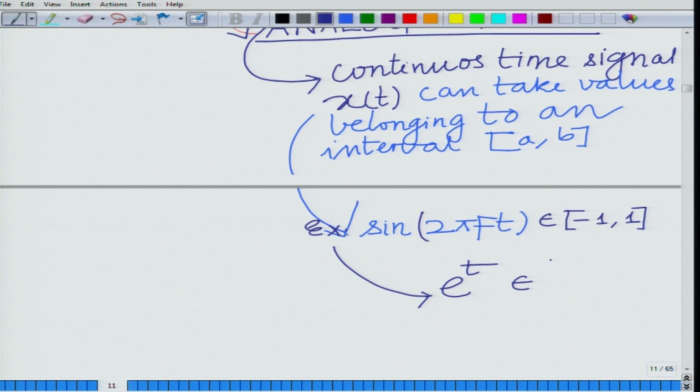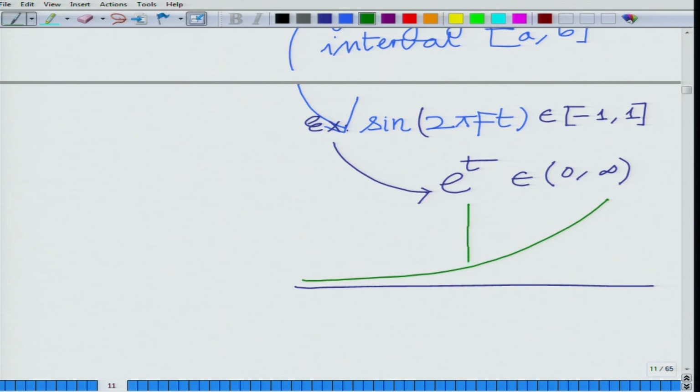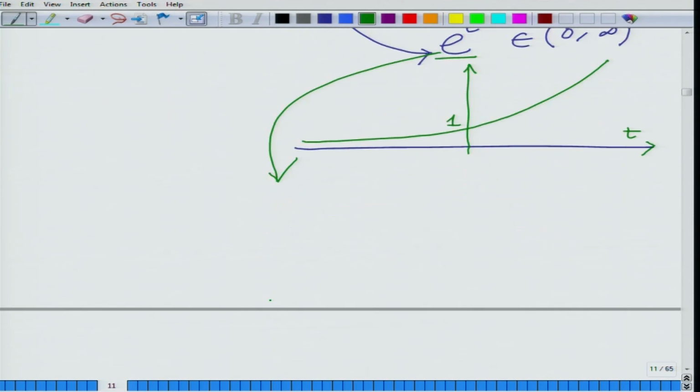from 0 to infinity. Of course, as t tends to minus infinity, this tends to 0, and e to the power of t looks something like this. Of course, all of you are familiar with e to the power of t. At t equal to 0, this is equal to 1, and as t tends to infinity, it tends to infinity. As t tends to minus infinity, it tends to 0. So you can see it takes all values in the interval 0 to infinity.